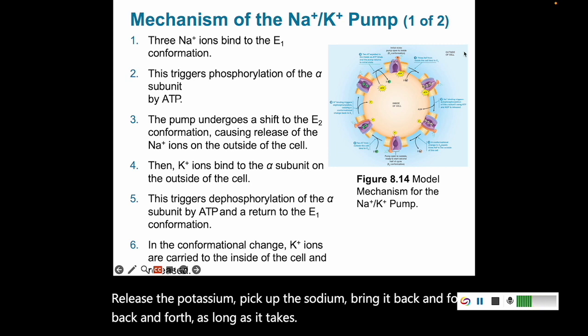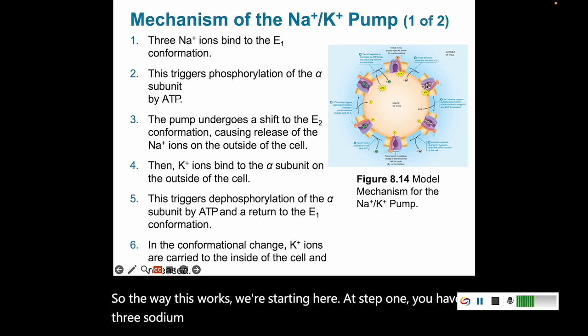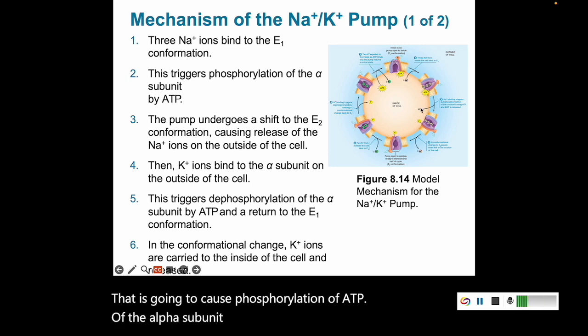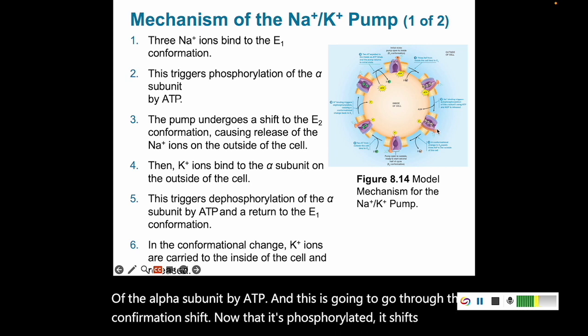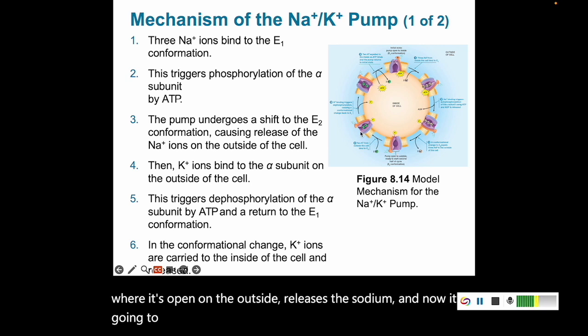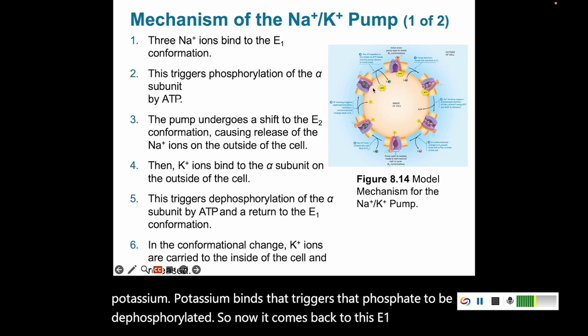So the way this works, we're starting here at step 1. You have 3 sodium ions binding to the E1 conformation, open to the inside. That is going to cause phosphorylation of the alpha subunit by ATP. And this is going to go through this conformation shift. Now that it's phosphorylated, it shifts over to where it's open on the outside, releases the sodium, and now it's going to be attracting the potassium. So it has a high affinity for potassium. Potassium binds. That triggers that phosphate to be dephosphorylated. So now it comes back to this E1 conformation. It releases the potassium inside.